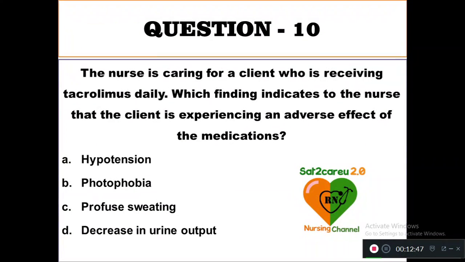Question number 10. The nurse is caring for a client who is receiving tacrolimus daily. Which finding indicates to the nurse that the client is experiencing an adverse effect of this medication? Option A. Hypotension. B. Photophobia. Option C. Profuse sweating. Option D. Decrease in urine output. The right answer is option D, decrease in urine output.